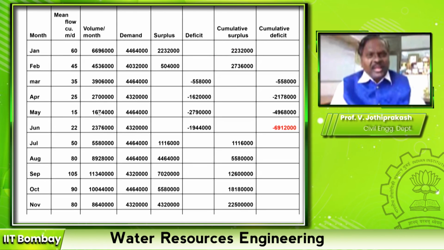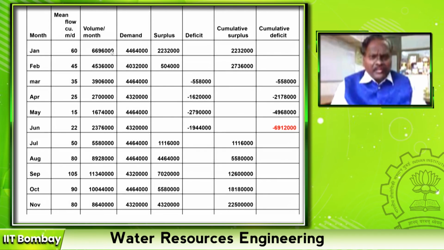Another method is the monthly flow and demand. Then find out the difference between the volume of supply and demand, right? The difference, if it is positive, it is surplus. If it is negative, we call that a deficit, right? For example, the volume in the month of March is only 3,90,000.